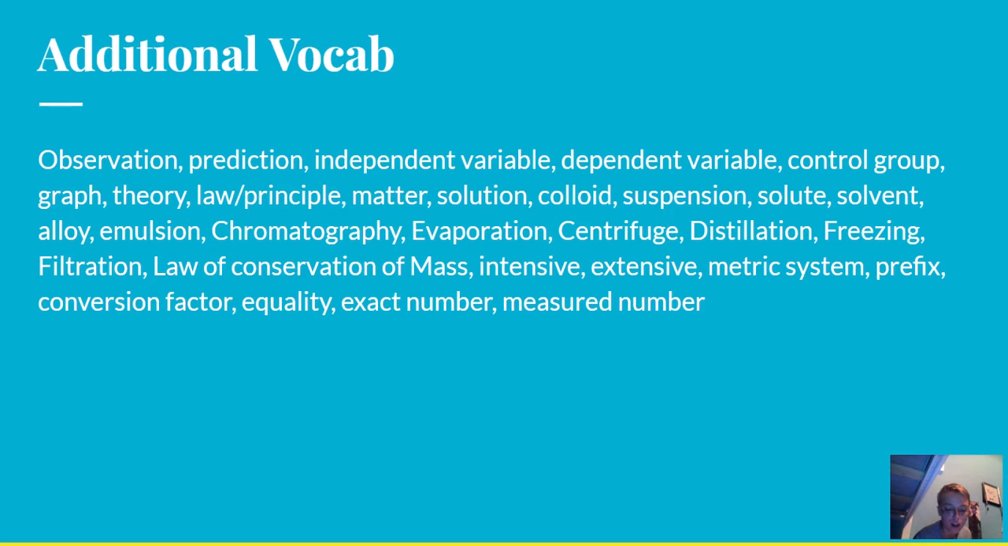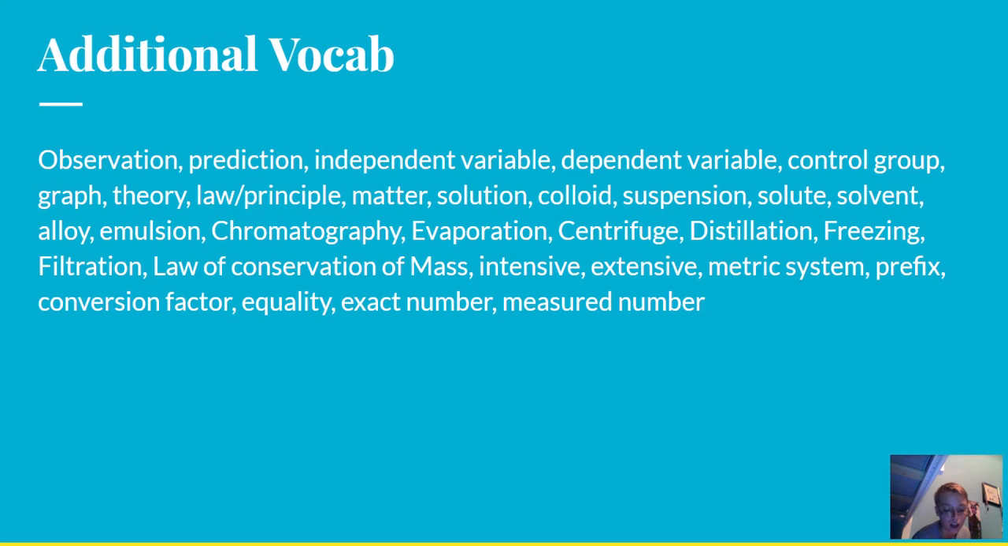Intensive properties mean they do not depend on the amount of matter in a sample, and then extensive properties mean it depends on how much matter a sample contains. Metric system, a system of measurement that uses the meter, liter, and gram as base units of length, capacity, volume, and weight, mass. Prefix, a unit prefix that precedes a basic unit of measurement to indicate a multiple or submultiple of the unit.